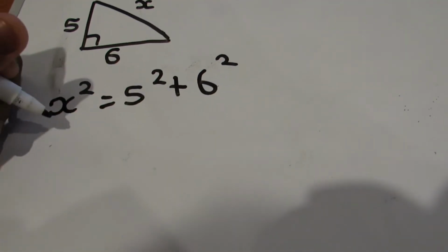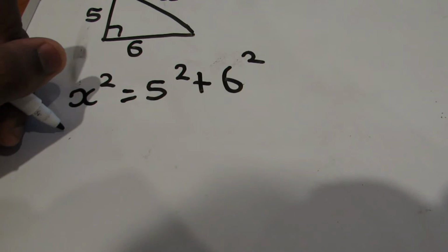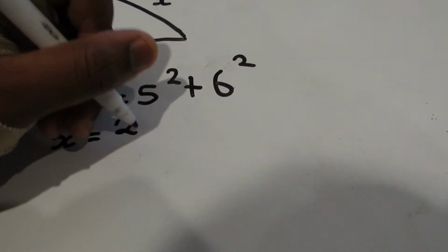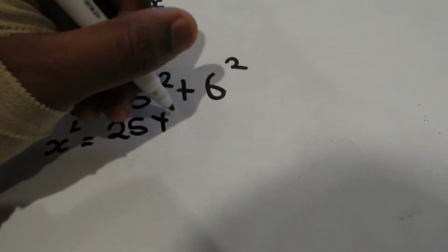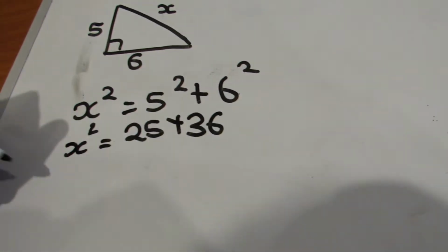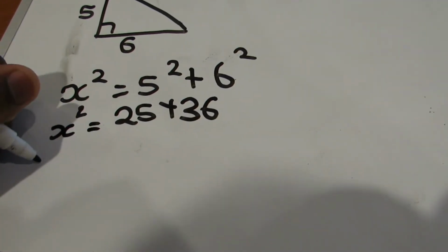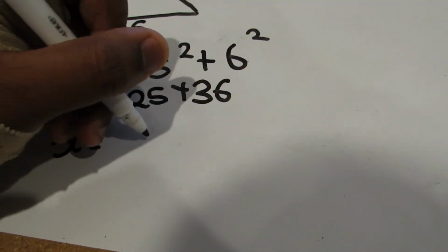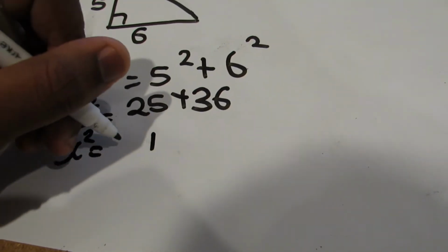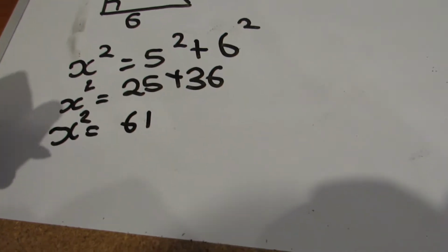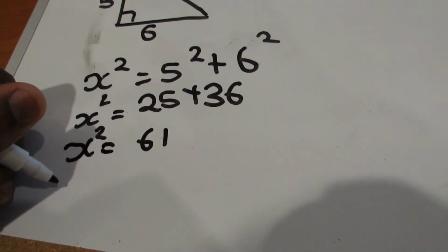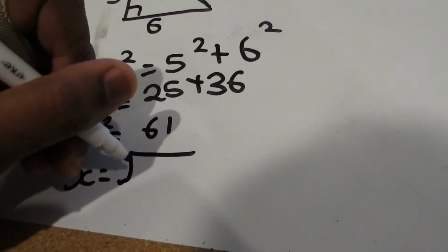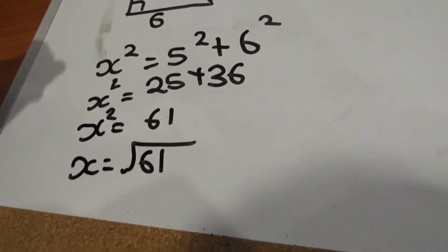So you work it out. You do x squared equals 25 plus 36. And then you find what they equal to. So x squared equals 61. And then you square root that, so x equals the square root of 61.